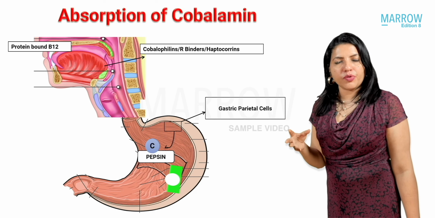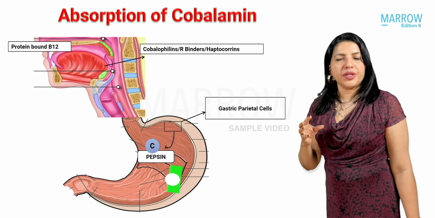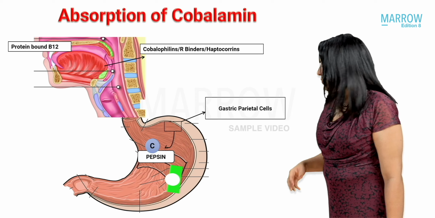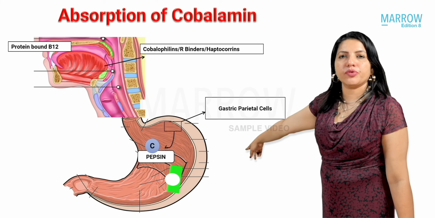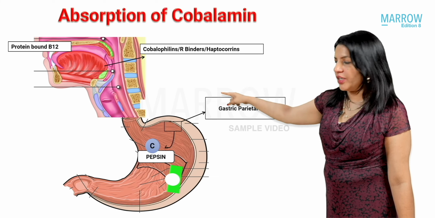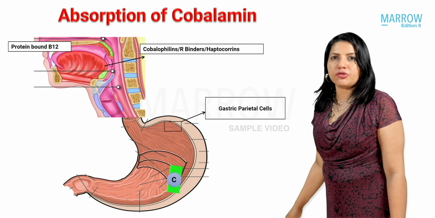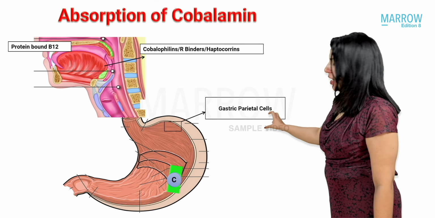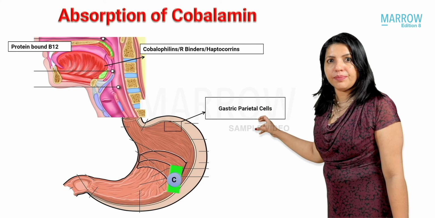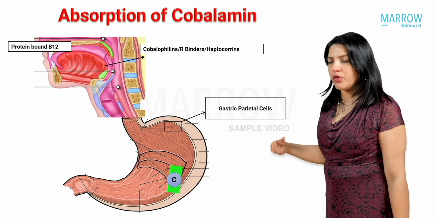Once the proteins are digested, the cobalamin is like off guarded. So it has to combine with another protein. We already have one protein in our hand which came from the mouth, that is cobalophyllin. So this cobalamin comes and binds to this cobalophyllin. So again we got a protein bound form, which is cobalophyllin bound vitamin B12 or cobalamin.